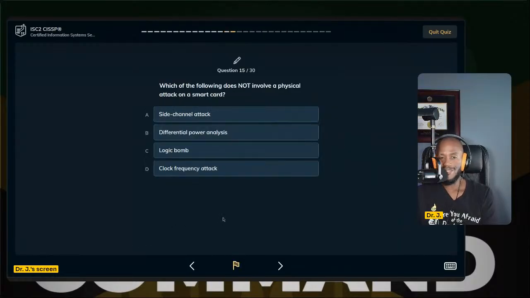Which of the following does not involve a physical attack on a smart card? Physical attack.